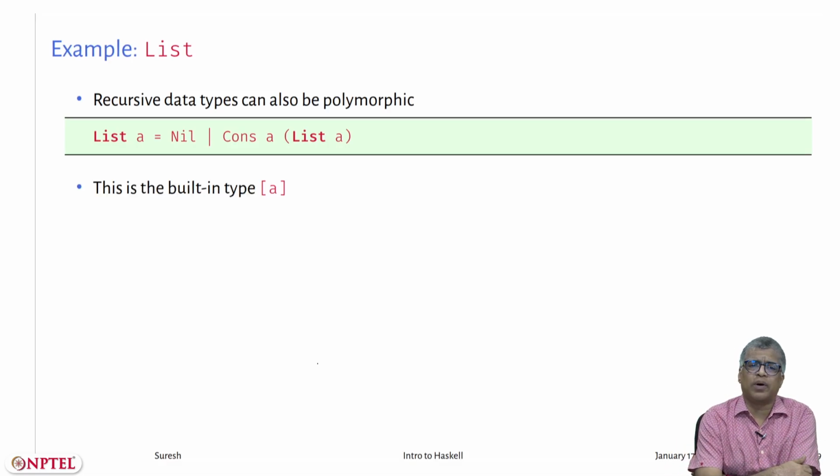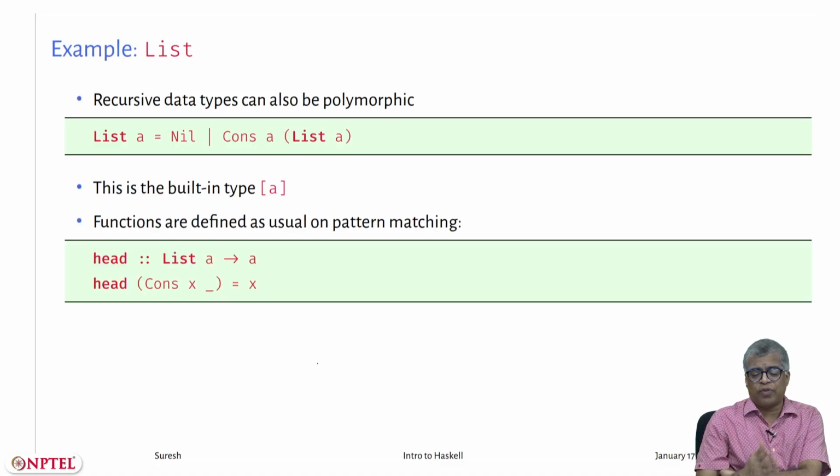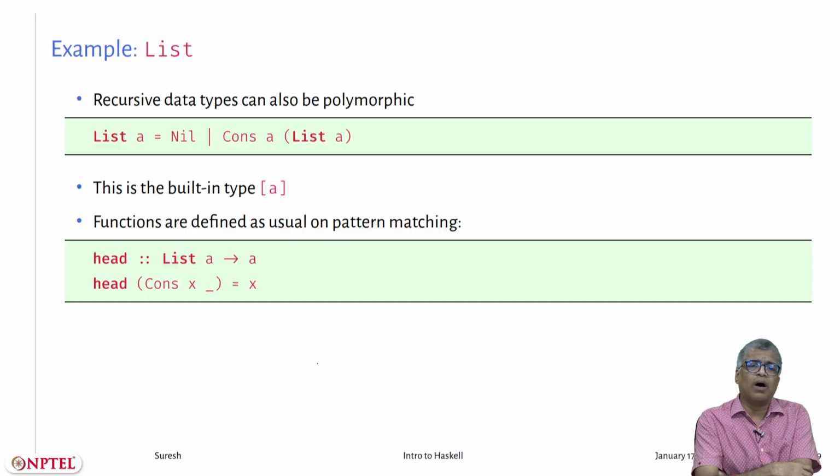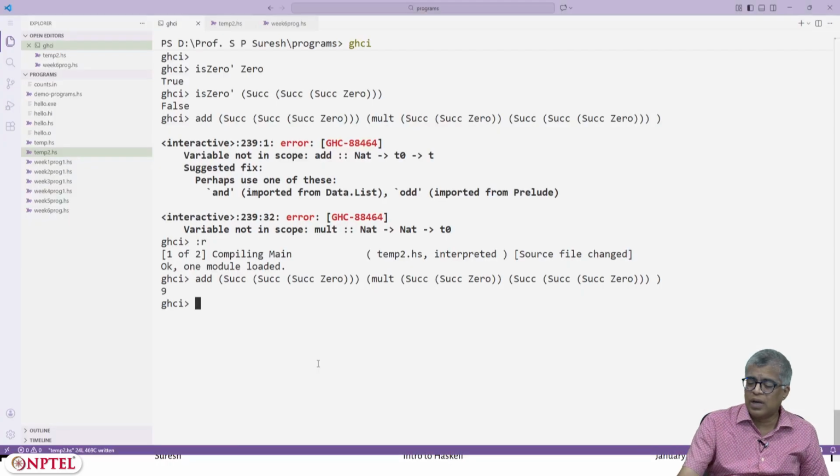This is just the built-in type list A, but if you define it yourself, you can actually add some features of your own, right? For instance, you can define functions as usual on pattern matching, head, tail, etc. Head is a function of type list A arrow A. Head applied on cons x underscore is x. So actually now in built-in Haskell head and tail, Haskell always produces a warning, but I can write my own head and tail. Let me do that now by declaring list as a new data type.